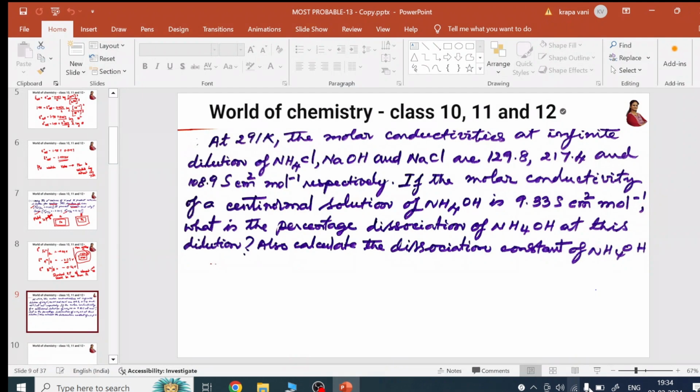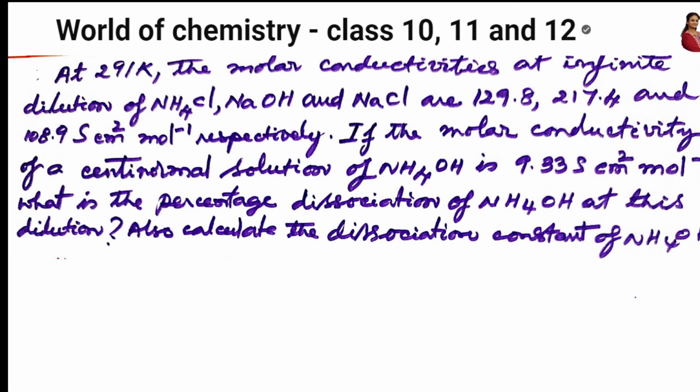Now let's go to the next question, students. Let us read this question. What does this question say? It says at 291 Kelvin, the molar conductivities at infinite dilution of ammonium chloride, sodium hydroxide and NaCl are given respectively. If the molar conductivity of a centinormal solution of ammonium hydroxide is so much, what is the percentage dissociation? Okay, this is one task for me. One is the percentage dissociation of ammonium hydroxide and also calculate the dissociation constant. These two are the tasks for me.